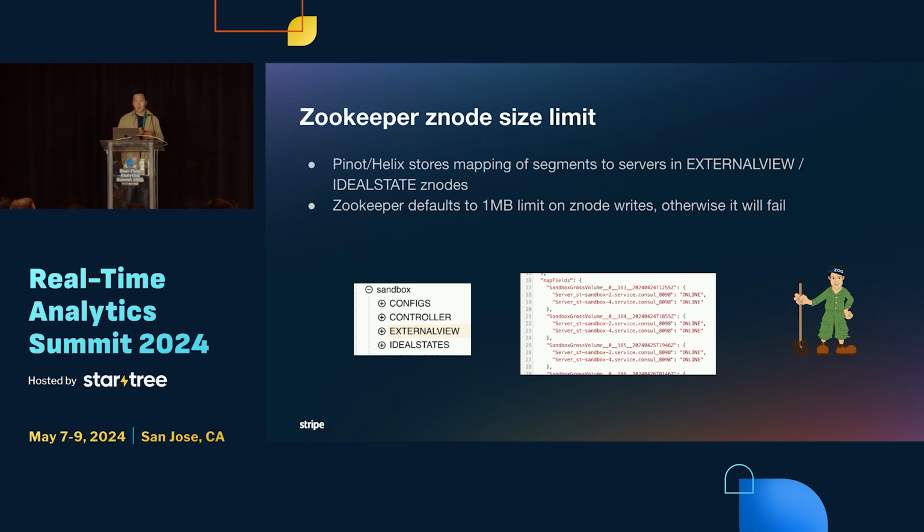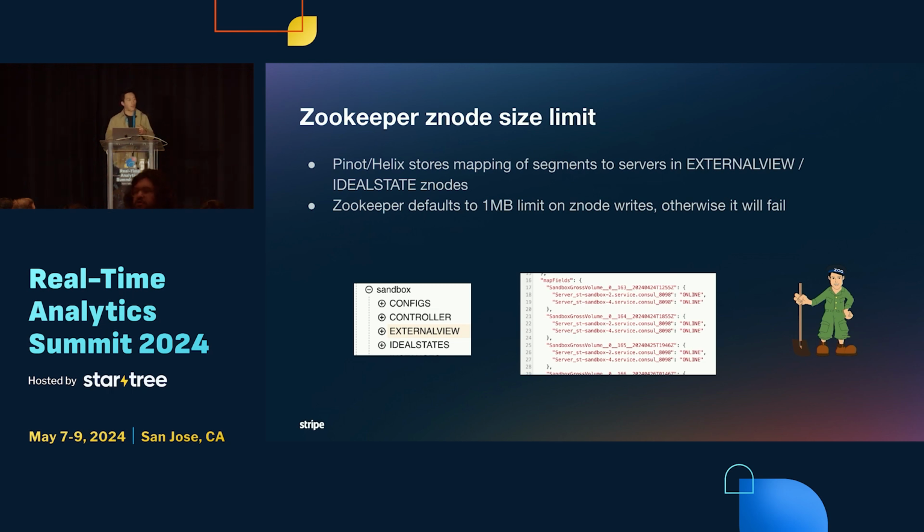Pinot and Helix, Helix being the underlying cluster management framework that Pinot uses, store a mapping of segments to servers for each table in these nodes called external view and ideal state. If you haven't heard of Helix, if you click the Zookeeper browser in your Pinot UI, you can see how some of this stuff is structured.